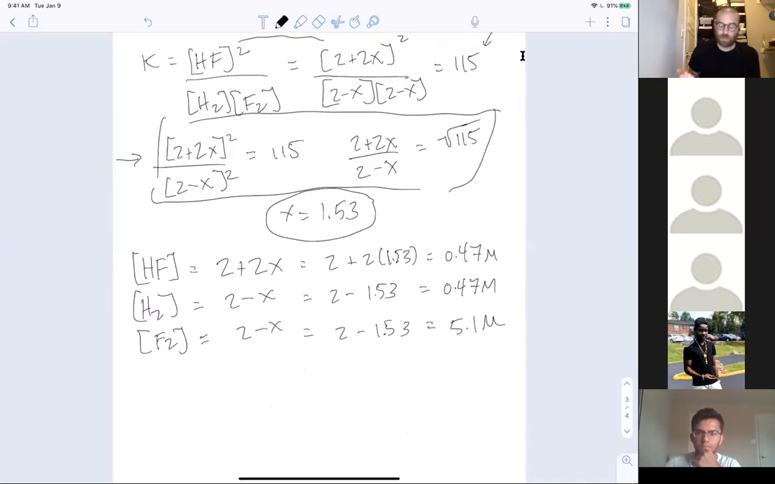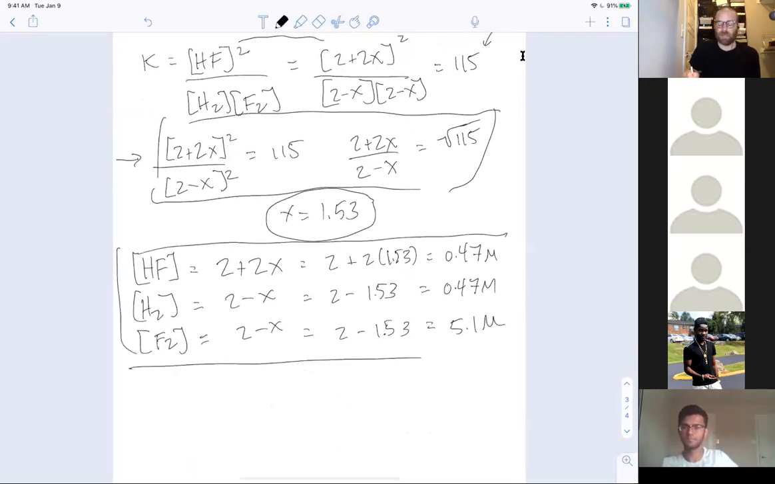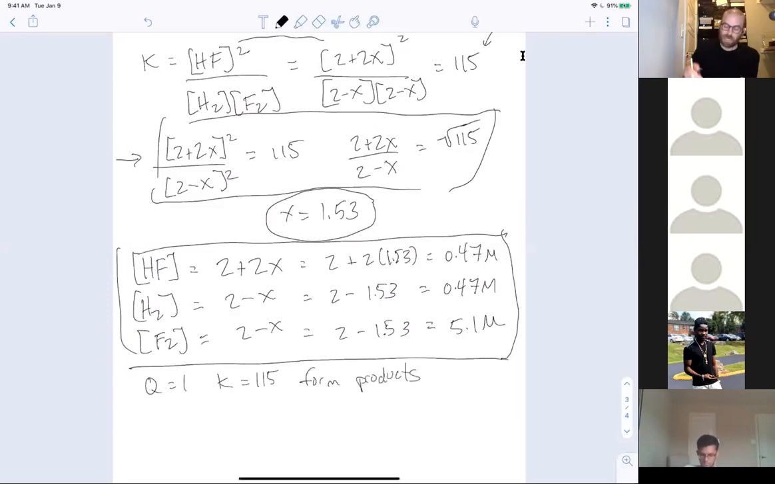So at this point, we're done with the problem for the most part. But if you want to have some instinct of checking if this is correct, we can check first to see, remember that we knew that Q is equal to 1 and K was equal to 115. So we're expecting to form products. That was the first thing we looked at. And so is that true?